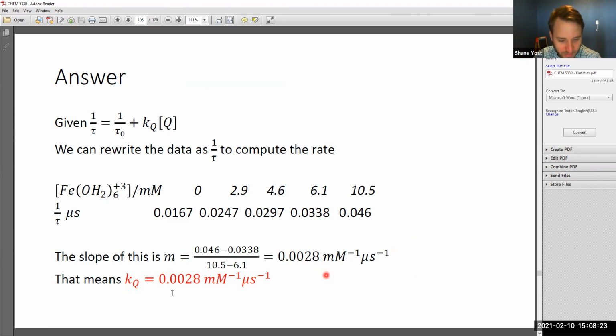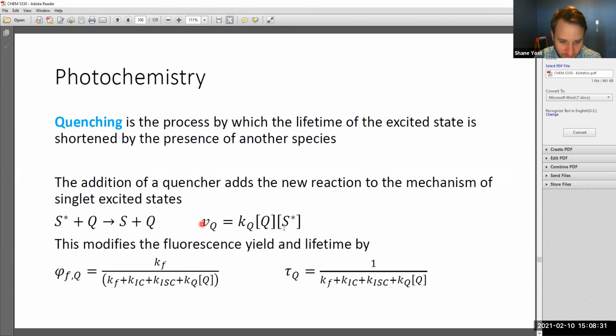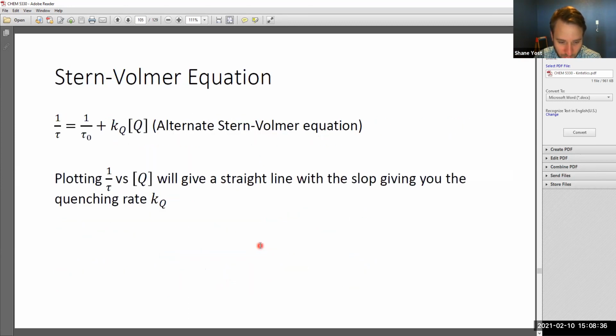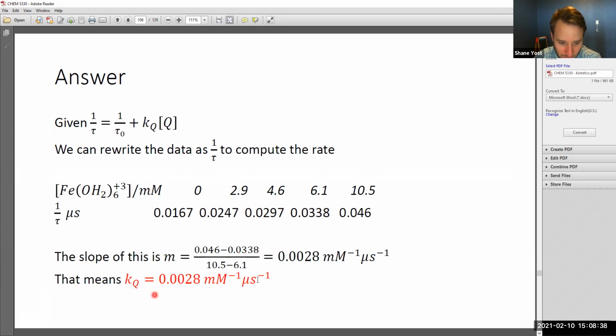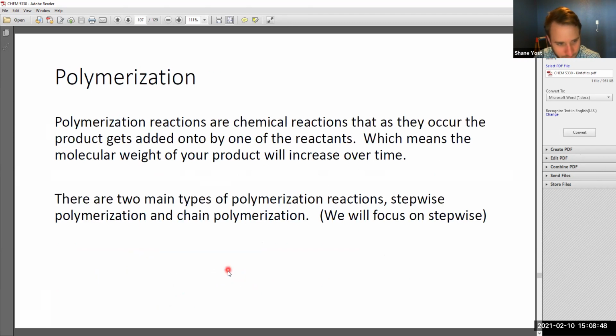Right, and the units of K here are inverse molar, inverse seconds, because this K_Q comes from the rate equation, right? That's overall second order. It's first order in Q, first order in S, overall second order. So an overall second order rate law is going to have these units, if you will, for the rate constant.